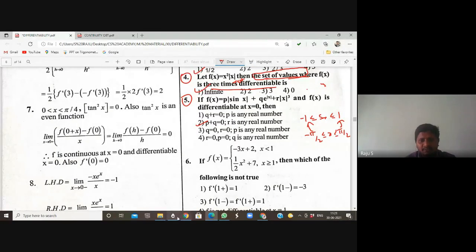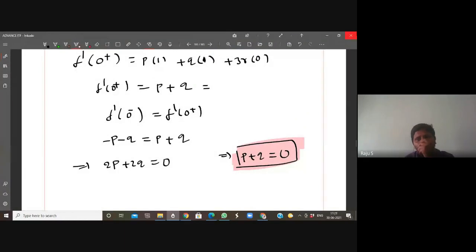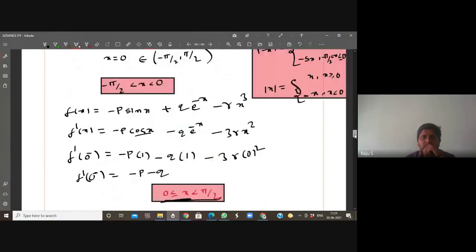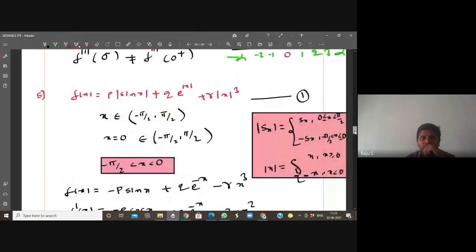Students, once again, here I divided the roots into two cases. Clearly in the question they gave that the function is differentiable at x is equal to 0. At x is equal to 0 means we have to find the derivative at 0 minus and 0 plus. At 0 minus means lesser than 0. So sin x has two cases, x lesser than 0 and x greater than 0.